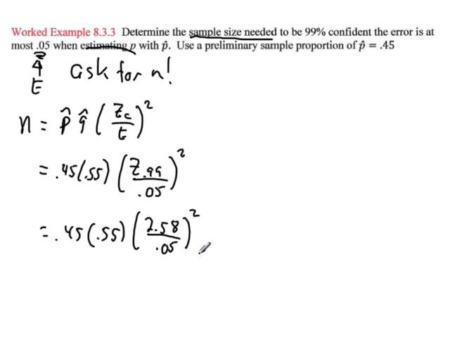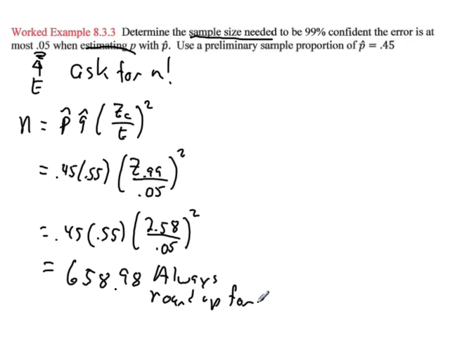Now, if you're using a scientific calculator, you might have to be careful when doing that. You might have to put the 2.58 divided by 0.05 and square it first, and then multiply by the other two decimals. When you do, and we're going to round up to the nearest whole number, I come up with an answer of 658.98, and we always round up when we're dealing with n.